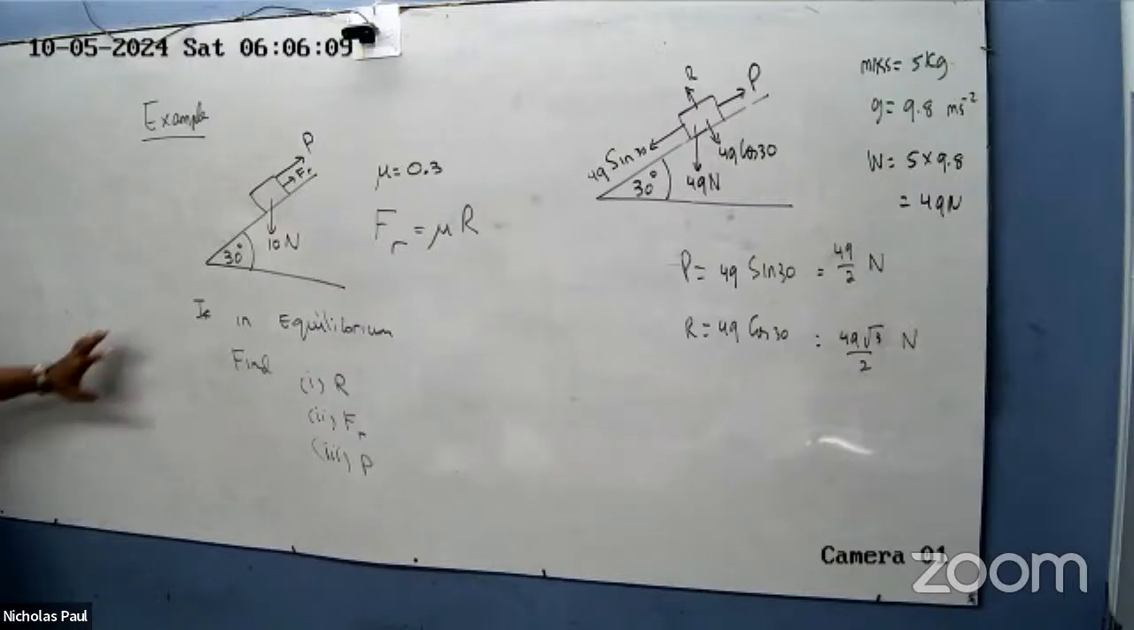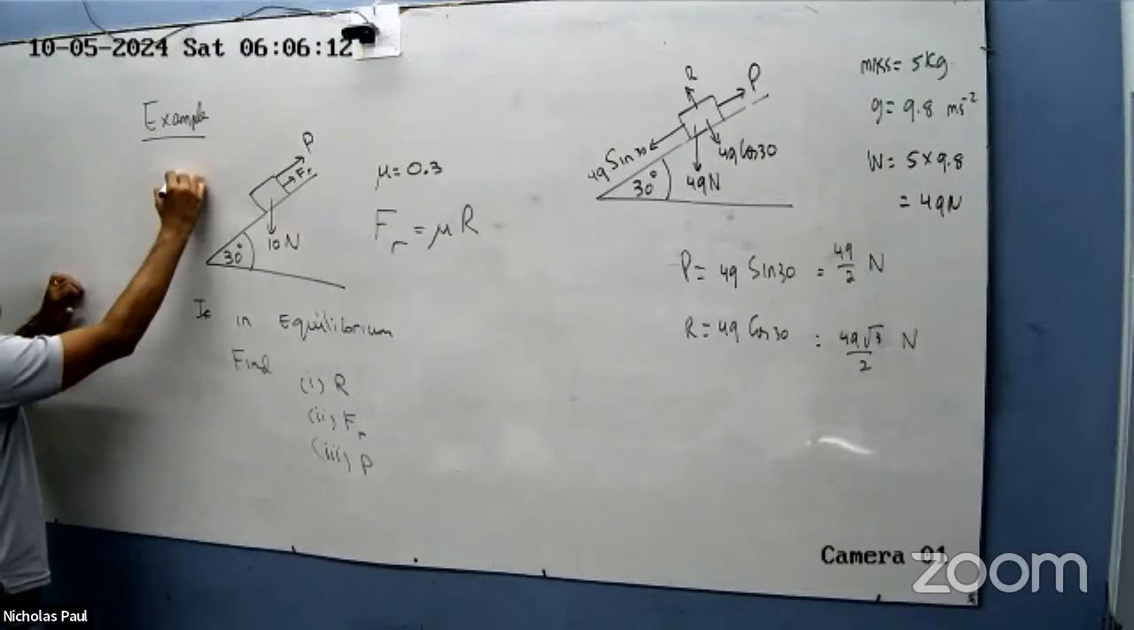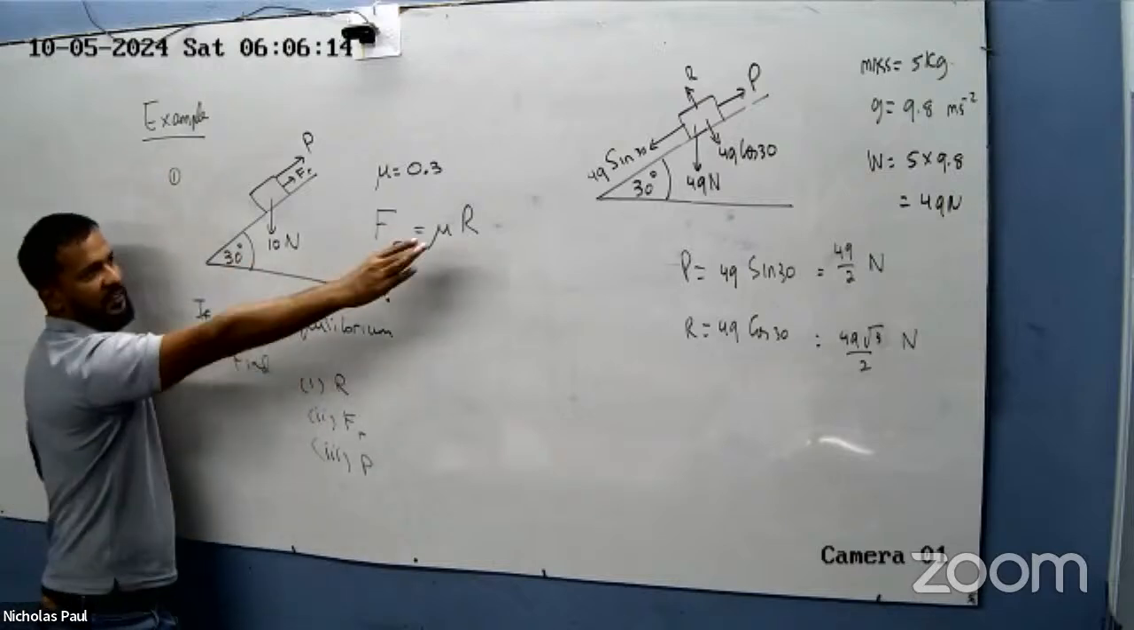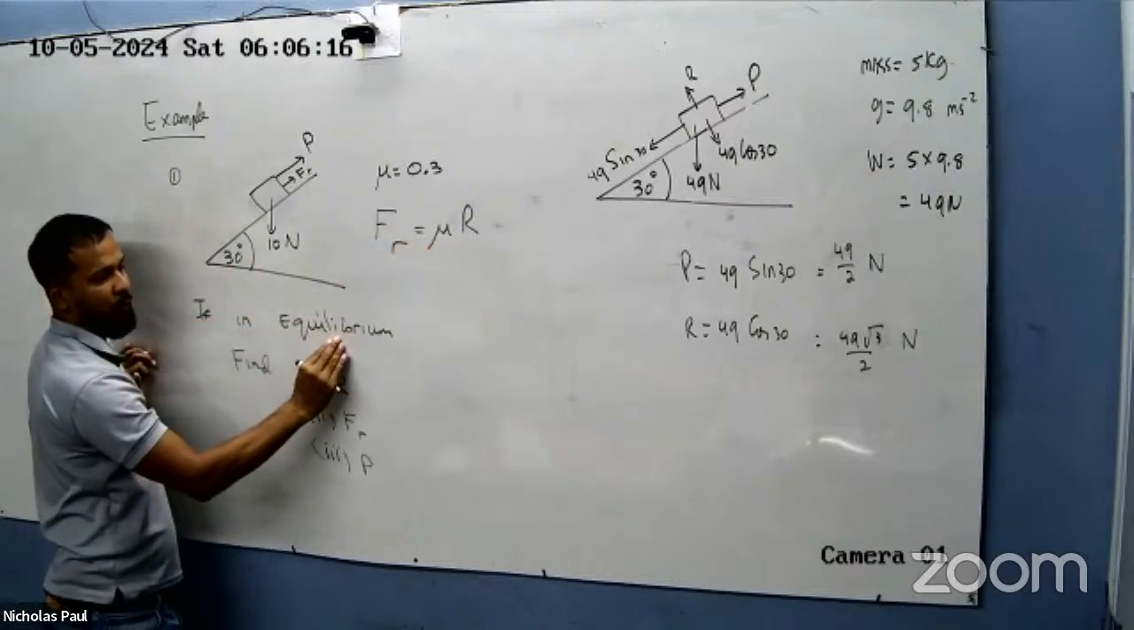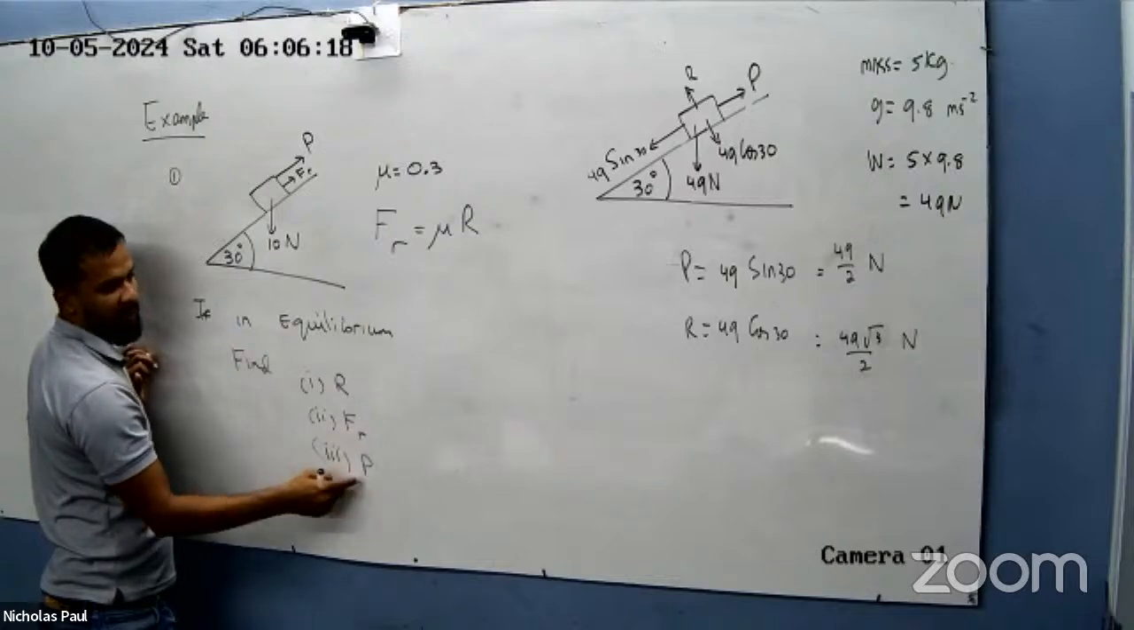All right, so I have a small question here for you. Find R for me, very similar to that system there because it's in equilibrium. Find friction and then find P.